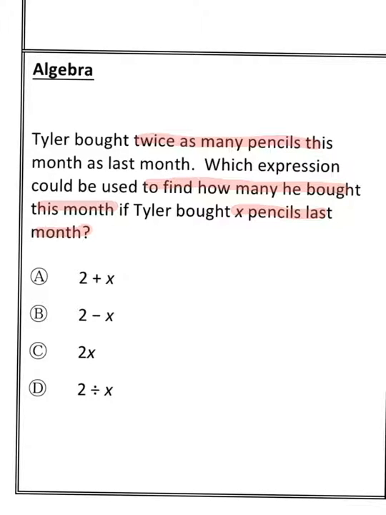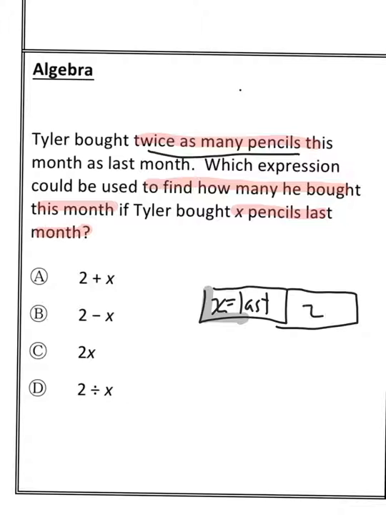So here's what we know. He bought x pencils last month. I'm going to draw a bar diagram. Let me turn the pen on. So remember, this x is last month. Now it says Tyler bought twice as many pencils this month than last month. So what that means is, if I go down to my bar diagram, if this is how much he bought last month, and that means this month he bought twice as many as last month, I'm just going to draw that twice. And remember what that means as a bar diagram. I have 2 x's there, which means 2 times x, which is C. So if you had that, give yourself a C.